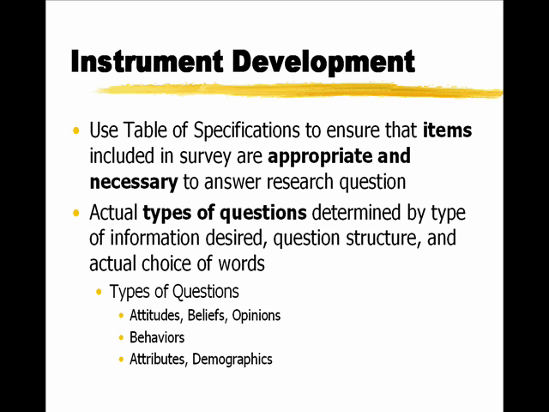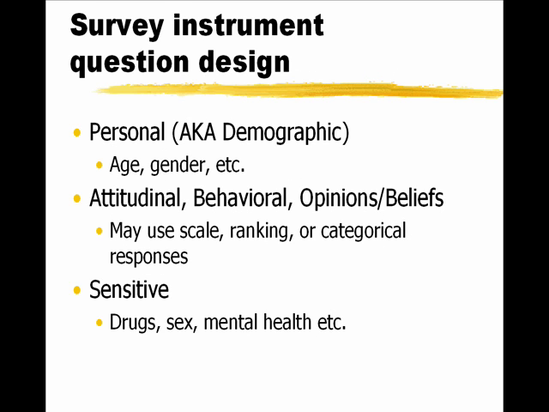You can ask questions about attributes, and attributes and demographics are, to me, pretty much the same. You know, male, female, age groups, socioeconomic, those types of things. So we have personal, also known as demographic, age, gender, etc., attitudinal, behavioral, opinions, beliefs. We can use scales, ranking systems, or categorical responses.